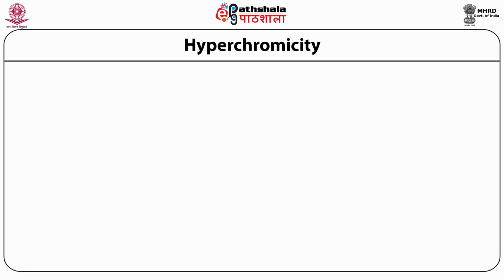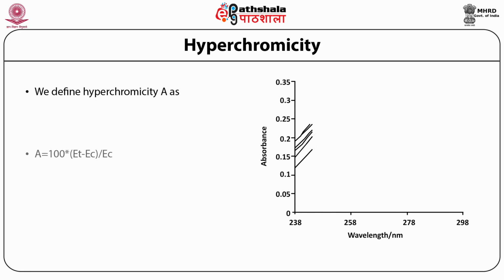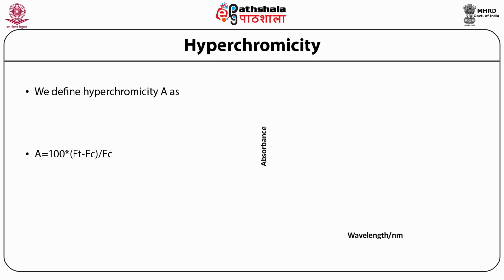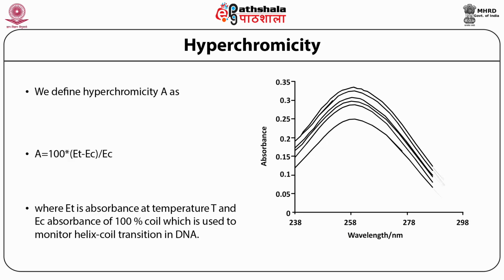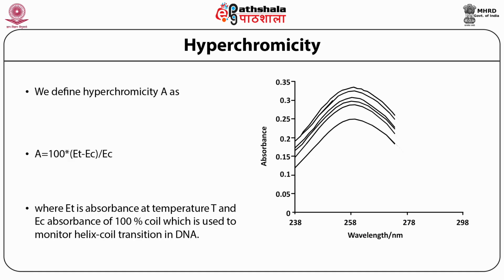To quantify DNA melting, we define some parameters for hyperchromic effect in DNA. We define hyperchromicity A as equal to 100 multiplied by E_T minus E_C divided by E_C, where E_T is absorbance at temperature T, and E_C is absorbance at 100% coil, which is used to monitor helix coil transition in DNA.